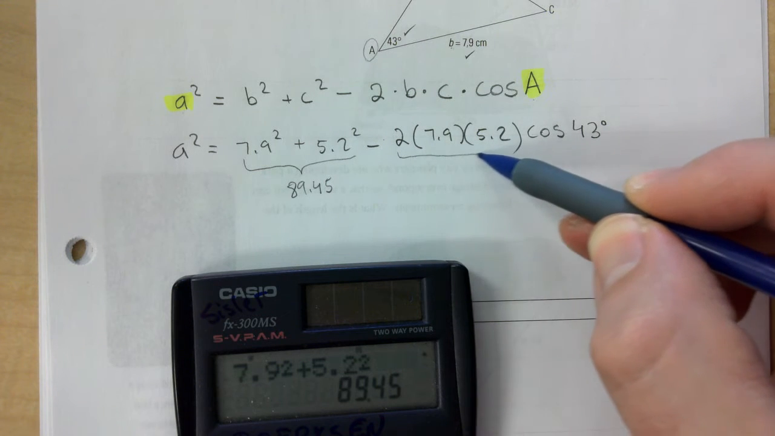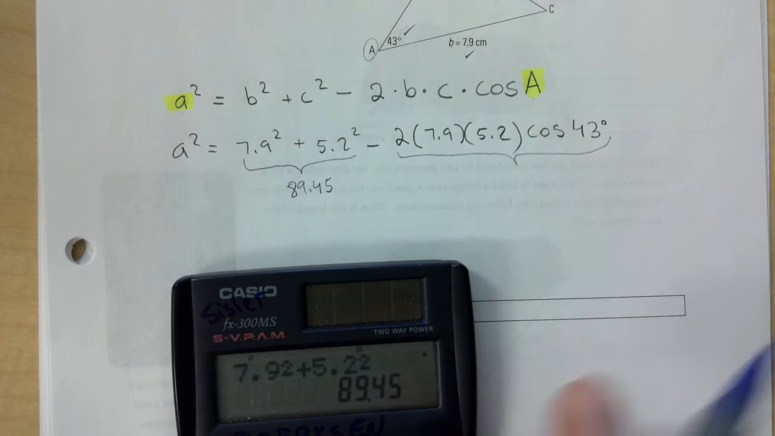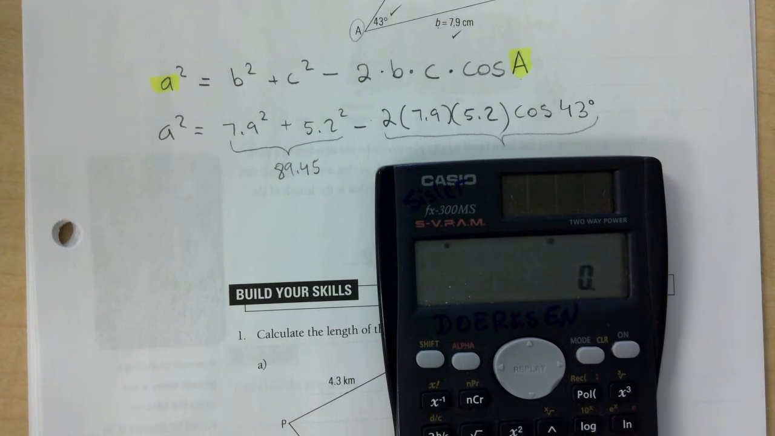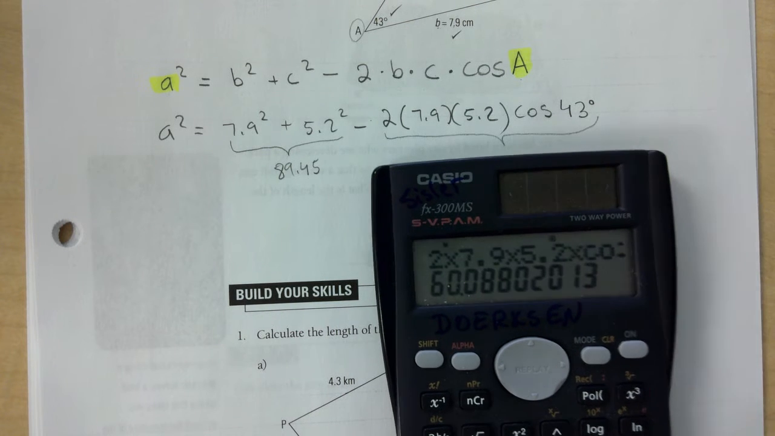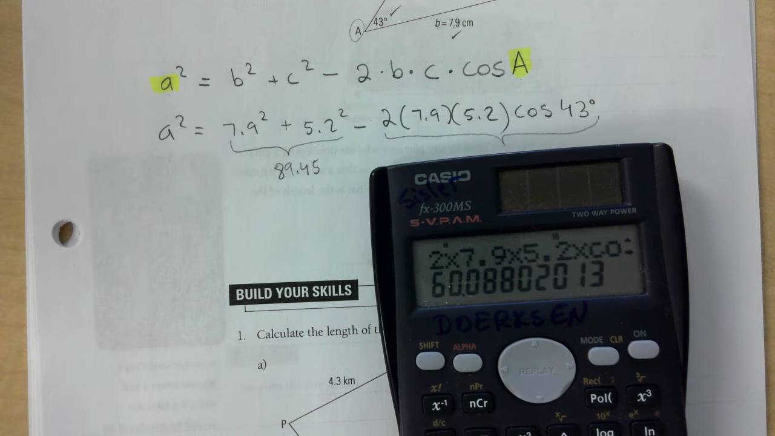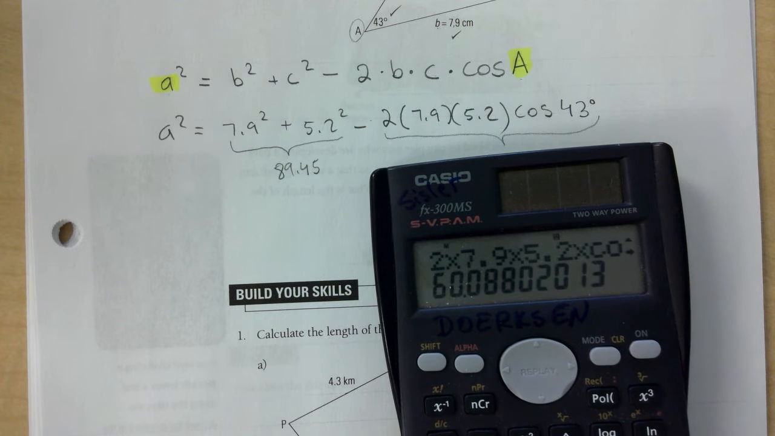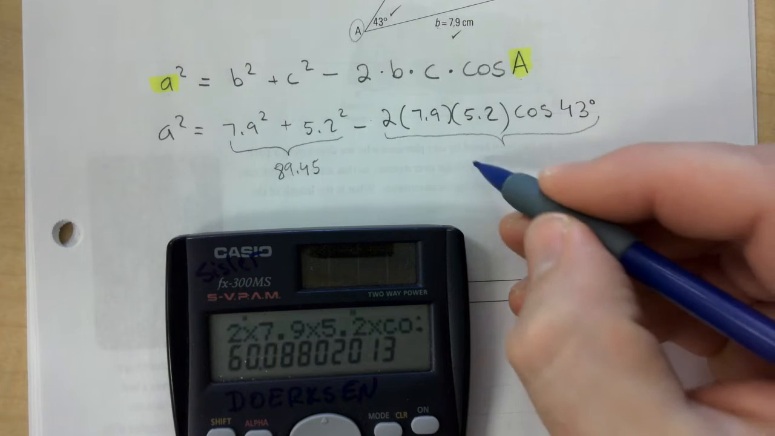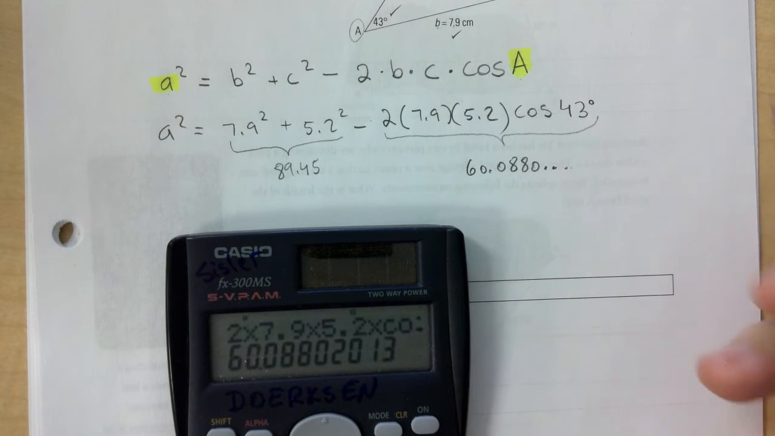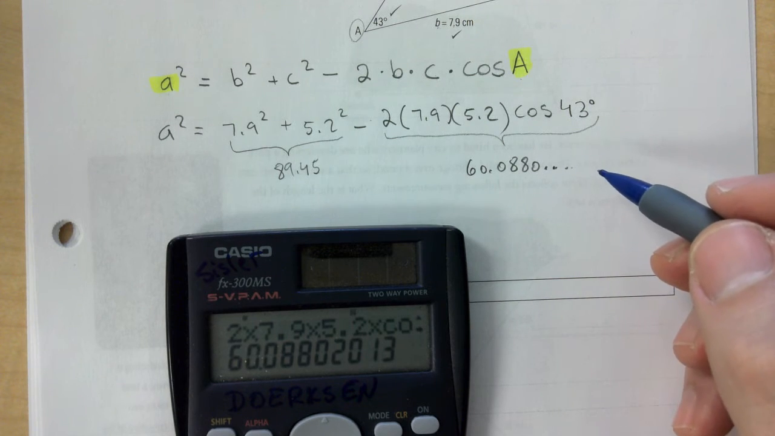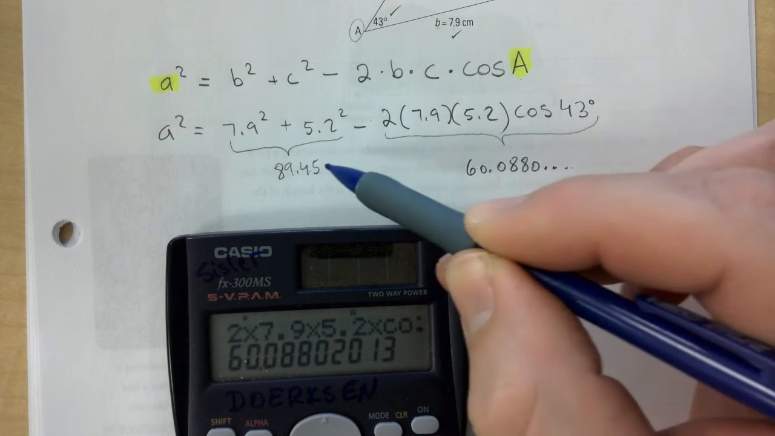Now I'm going to go over to this side and do this separately. Watch this. 2 times 7.9 times 5.2, times cosine of 43. If you have brackets, you can use brackets. That gives me 60.088, and it keeps going. And now you obviously have to subtract these two.